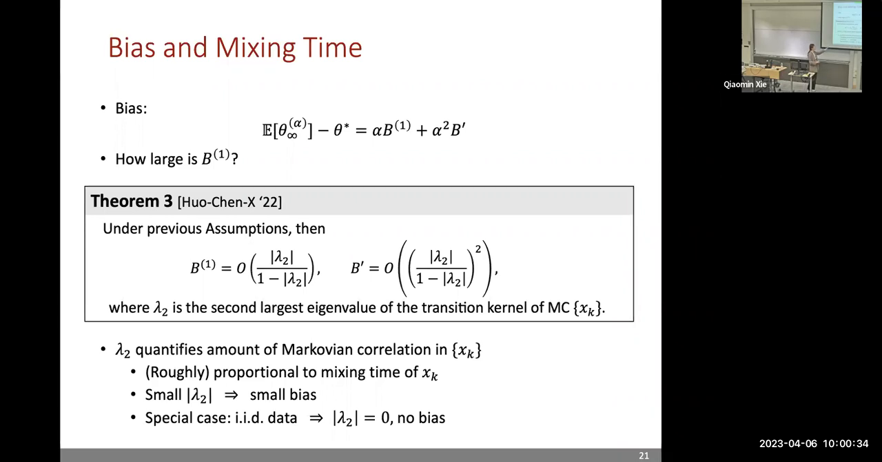And of course, in this extreme case, if data is truly i.i.d., then the mixing time is 0. And then the modulus of lambda 2, the second largest eigenvalue, is 0, and it reduces to the 0 bias in the i.i.d. setting. So in short, our results actually subsume the previous results on the i.i.d. data case, but are more general, to allow the Markovian data setting.